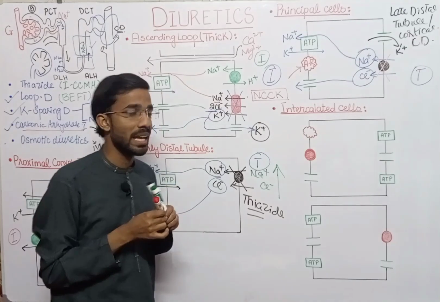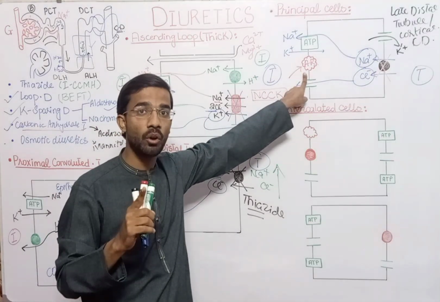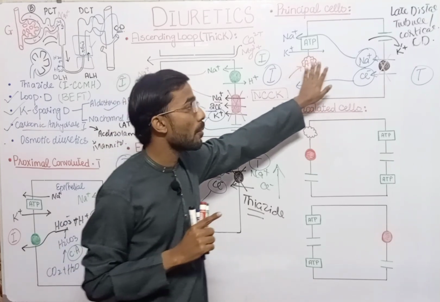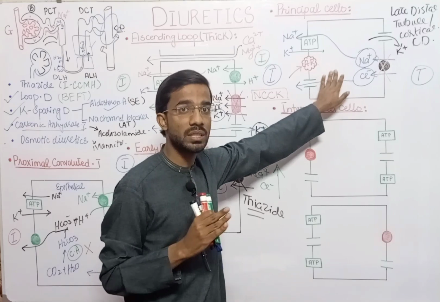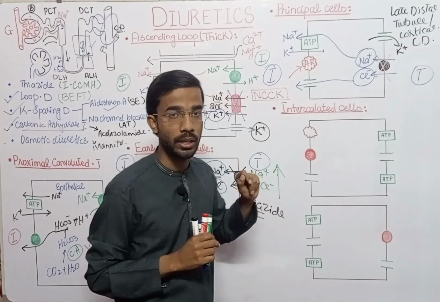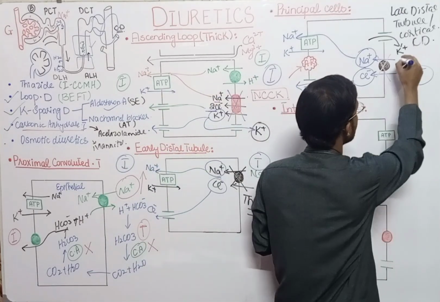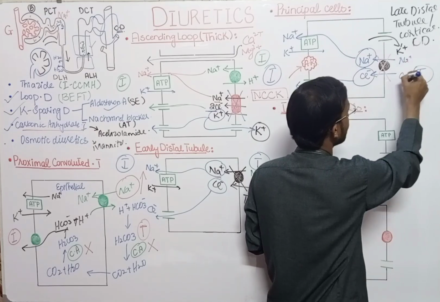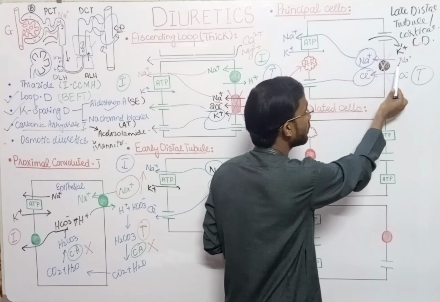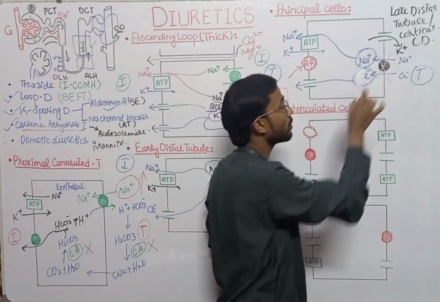If I block this receptor using an aldosterone antagonist, then it blocks all the processes in the cell, including the transporter of sodium and chloride. In that situation, sodium and chloride will be retained in the tubular lumen, and if sodium is not transported into the epithelium, then potassium cannot move outside.